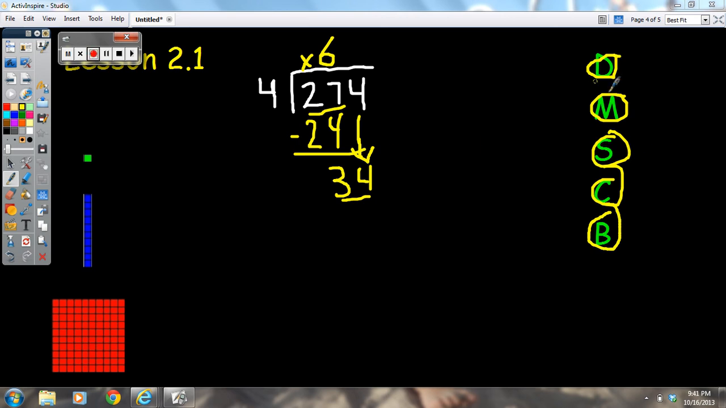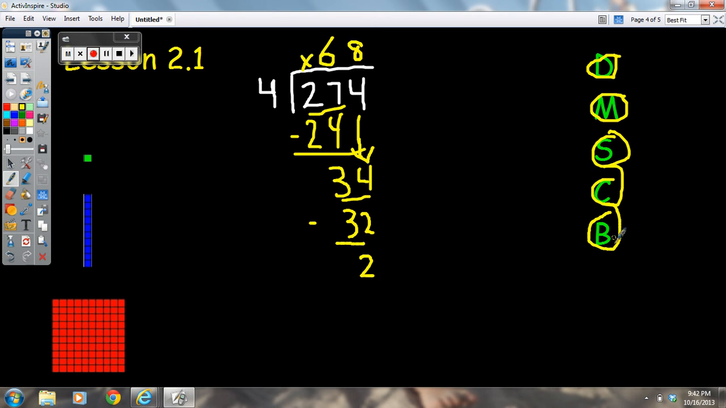So we divided to start out, we multiplied, we subtracted, we checked to see if we could make another group, and we couldn't, so we had to bring down. What's happening when we bring down is we're regrouping. We took these 3 tens and these 4 ones and we created 34 ones. We need to divide those 34 ones into 4 groups. 34 divided by 4 would get me 8 ones in each of the 4 groups. If I had 8 ones in each of the 4 groups, that would be 32 ones used. 34 minus 32 would get me 2 ones left over.